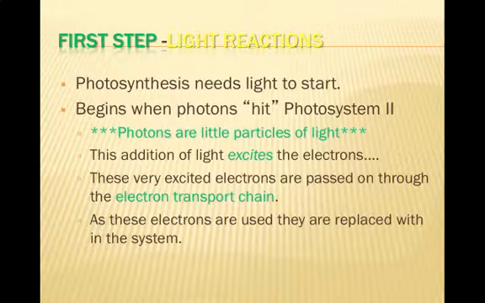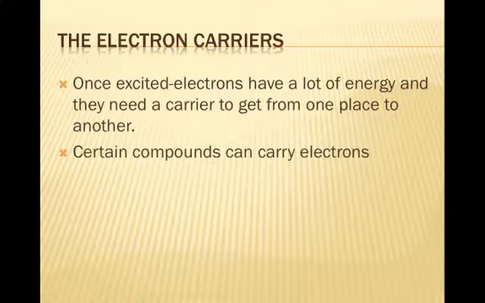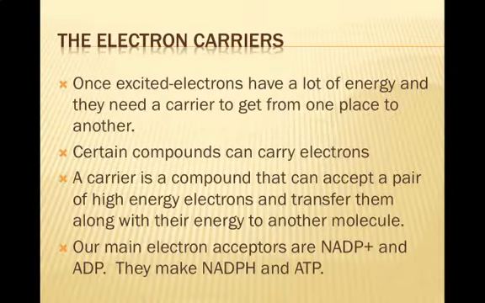As these electrons are used, they are replaced within the system, and our electron carriers are things that will carry the electrons from one place to another. They're hyped up on sugar and they need to be transported somewhere else, and they need some help to get there. Certain compounds can carry these electrons, and a carrier is just one that can accept a pair of high energy electrons and transfer them along with their energy to another molecule. The main ones that we use in photosynthesis are NADP plus and ADP, which will make NADPH and ATP.